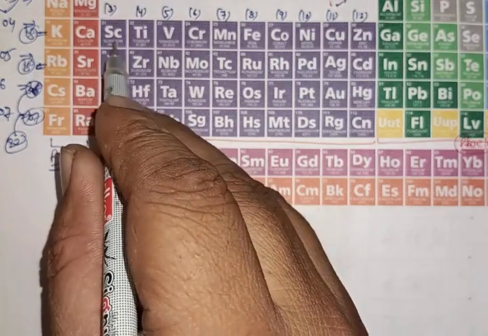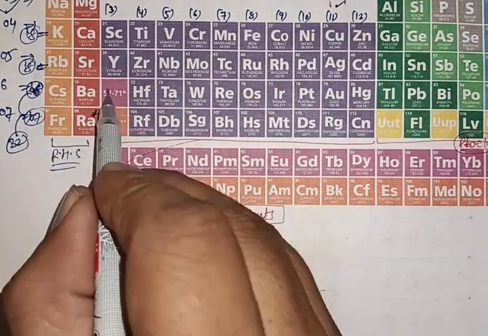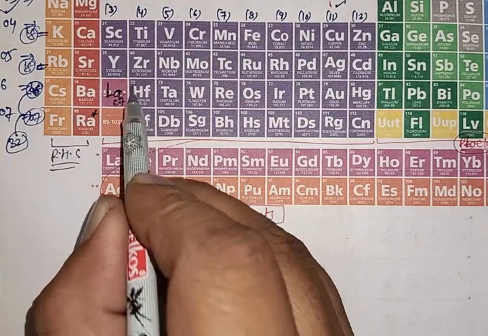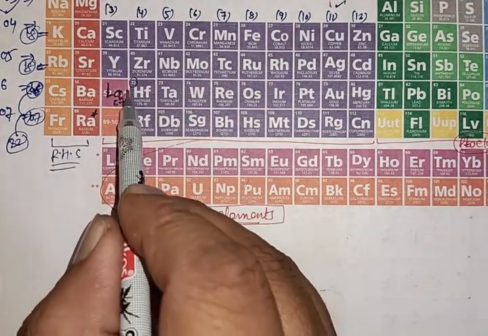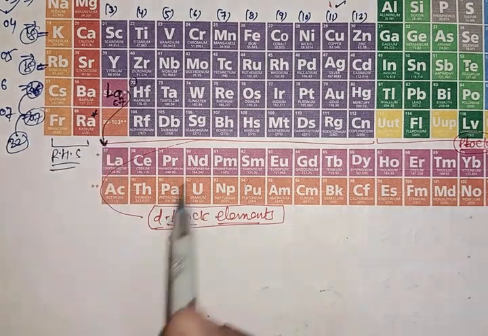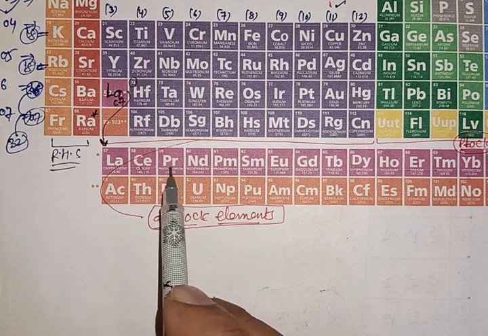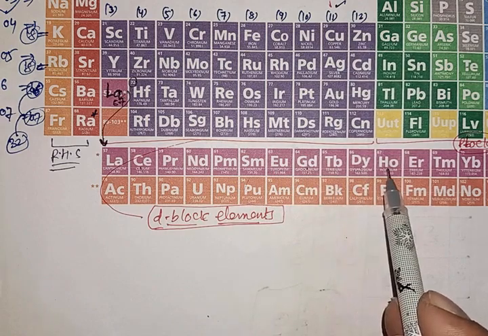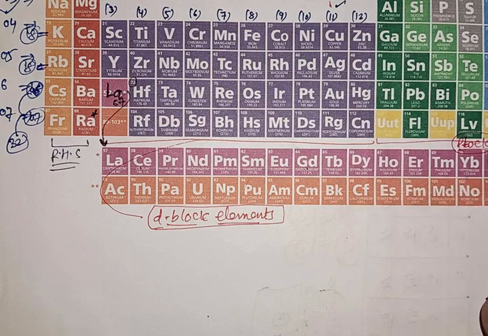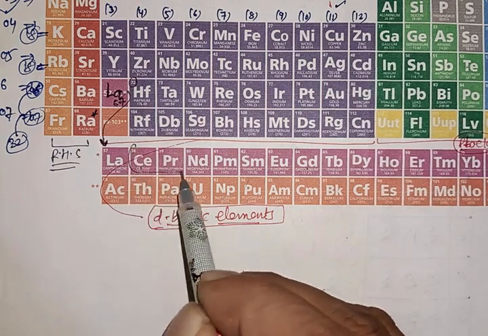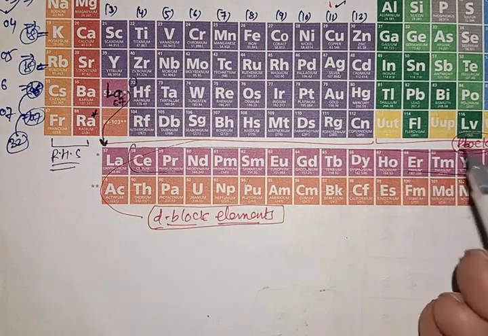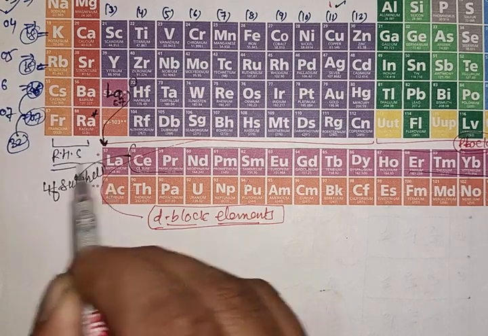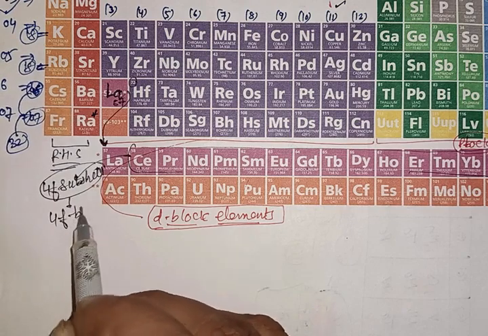In the modern periodic table, after ytterbium there is lanthanum of atomic number 57, and then hafnium of atomic number 72. The 14 elements that are missing are given below: cerium, praseodymium, neodymium, promethium, samarium, europium, gadolinium, terbium, dysprosium, holmium, erbium, thulium, ytterbium, and lutetium. These 14 elements from cerium to lutetium occupy their valence electron in the 4f subshell. That's why these are also called 4f block elements.